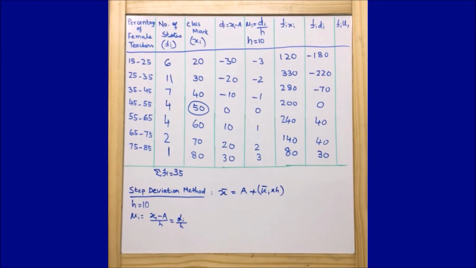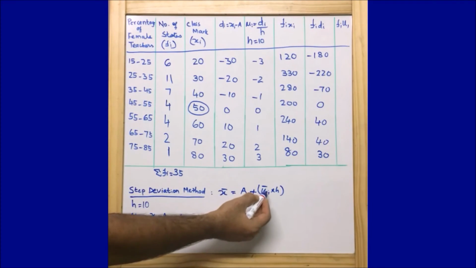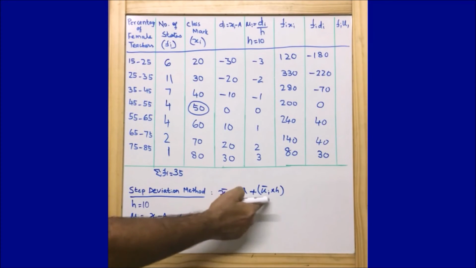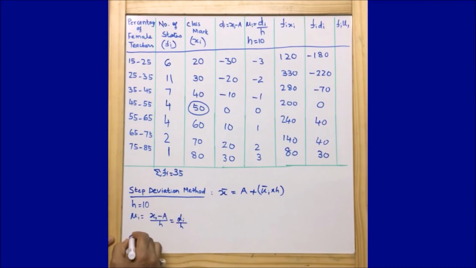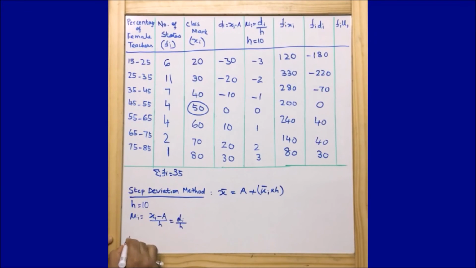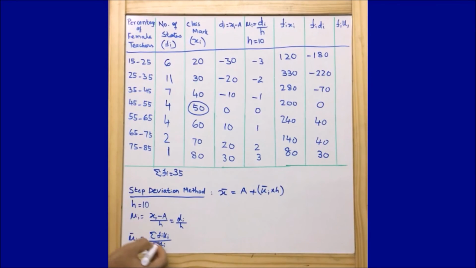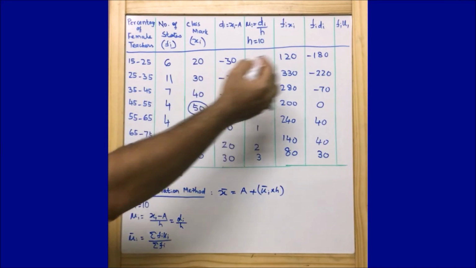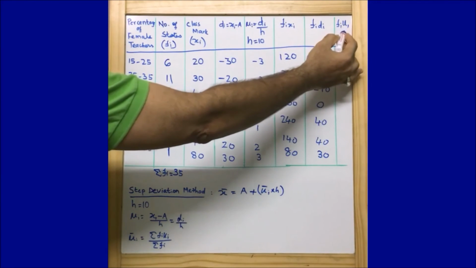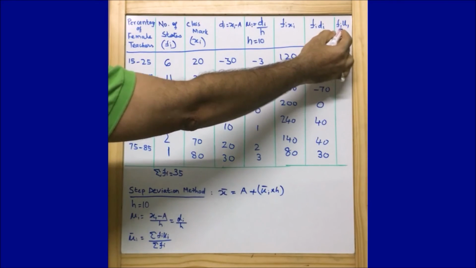Now let us find out, as you could see that we are able to find out ui. Now what is mean ui? Because in the formula here we have mean ui. So mean ui is nothing but summation of fi ui upon summation of fi. So that means we need to find out fi ui. So look at our last column. I have already left a column blank for this one, fi ui.